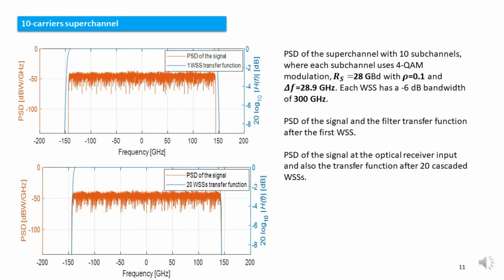In the bottom figure, we see the spectrum of the superchannel after 20 cascaded WSS filters, and the blue line represents the transfer function of these 20 cascaded WSS filters. We can clearly see that the blue line now presents a lower bandwidth. The cascaded WSS create this bandwidth narrowing effect.